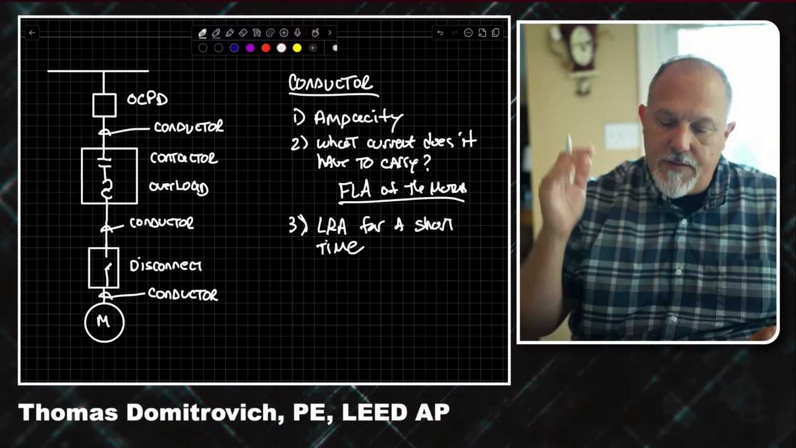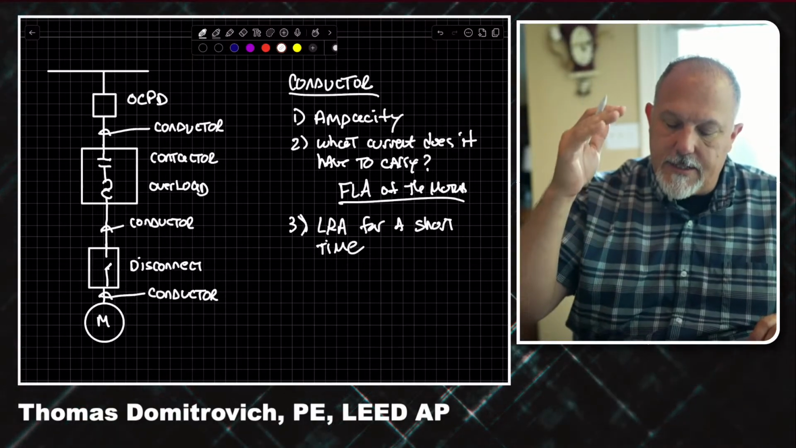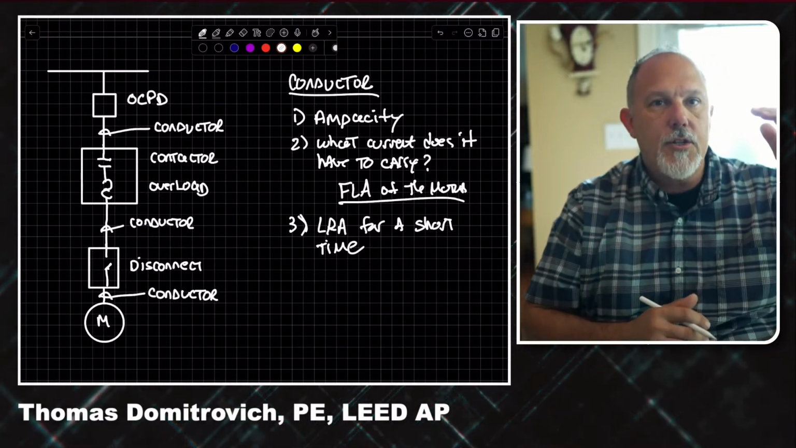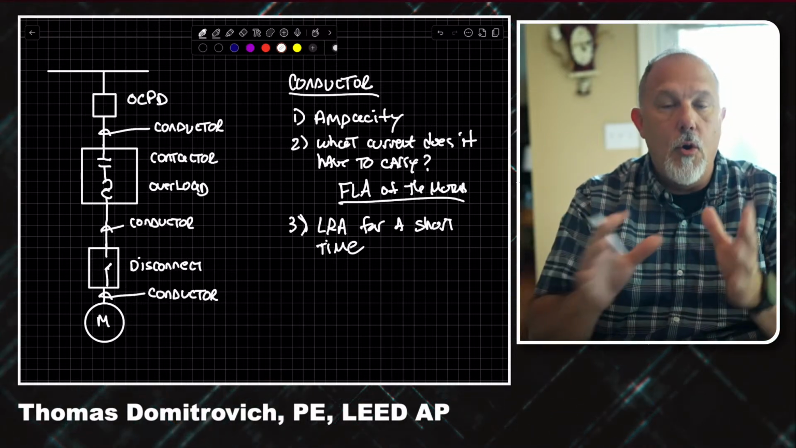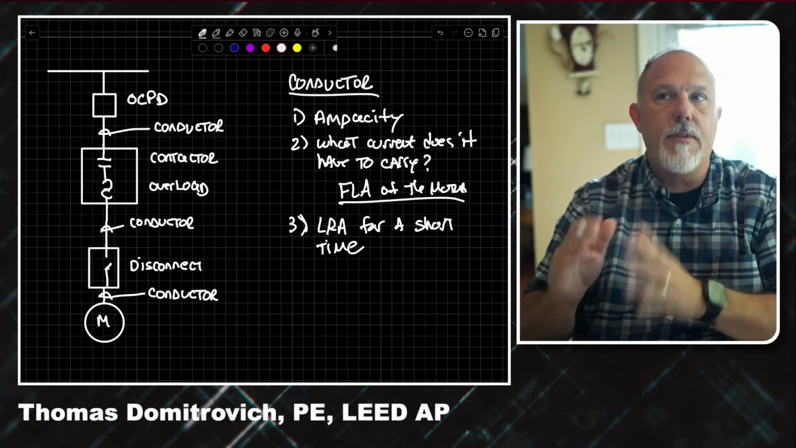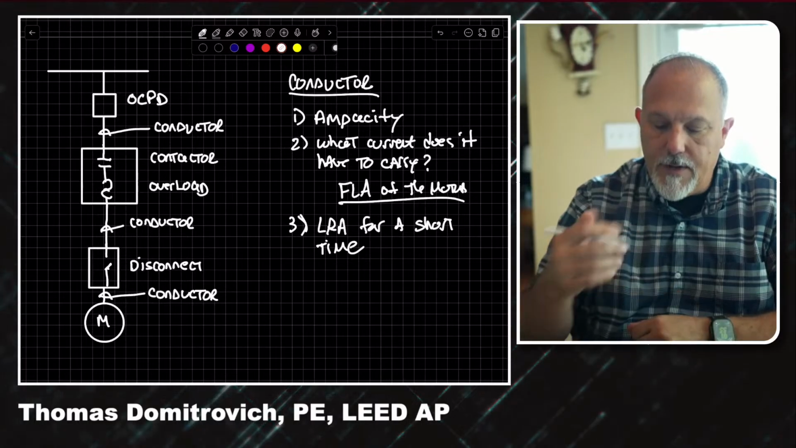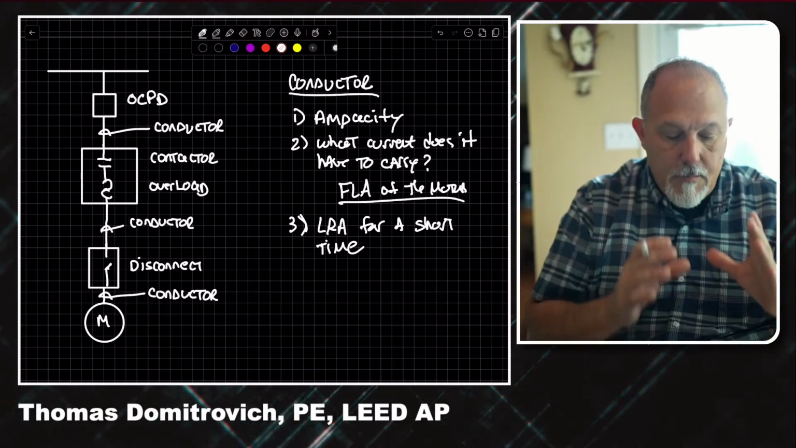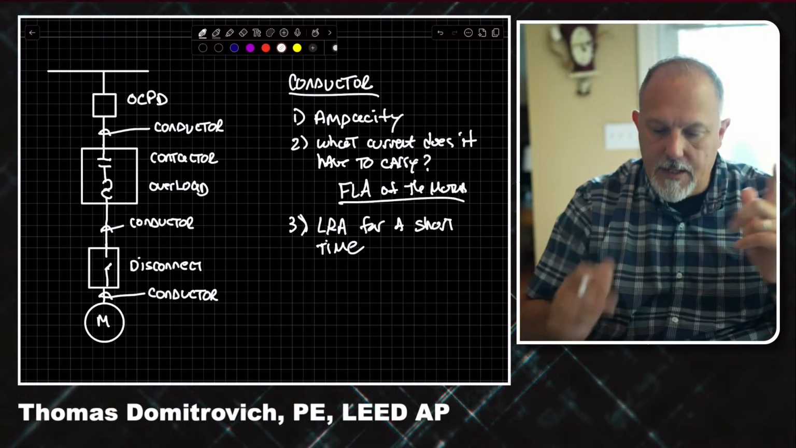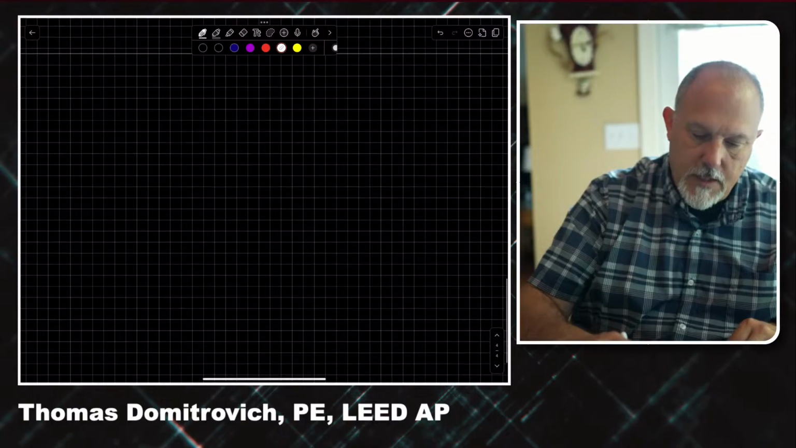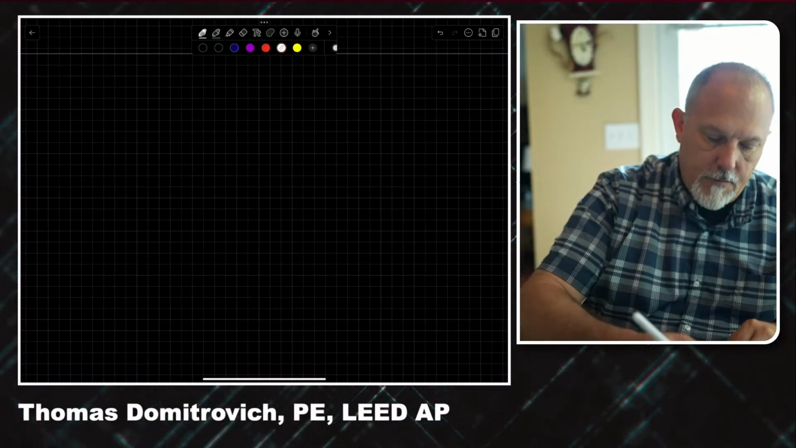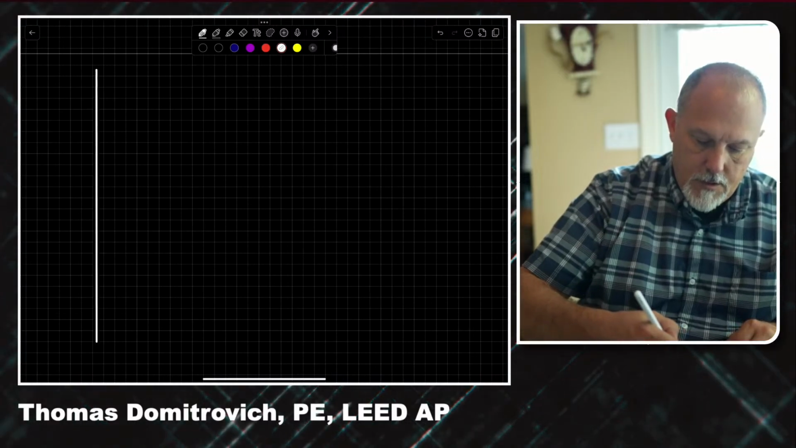All right, so we have a conductor, we have an ampacity, and what current does it need to carry? It needs to carry at least the full load amps. So somewhere in the code, we're going to have requirements that say the ampacity of this conductor has to be able to handle that full load amps. And we have to consider the locked rotor amps. Now, depending upon what the motor is on, let's talk about the motor start curve.